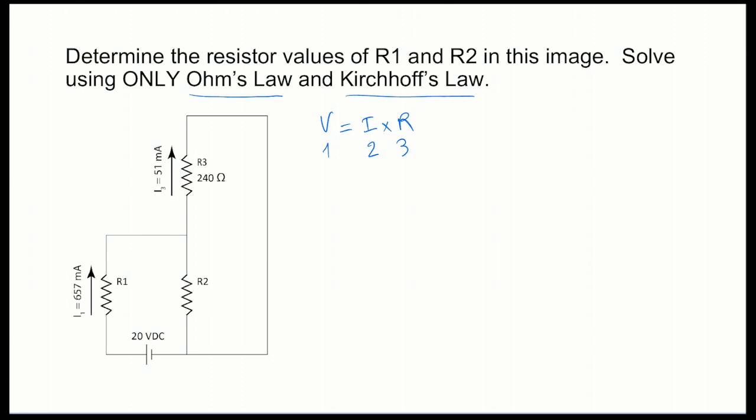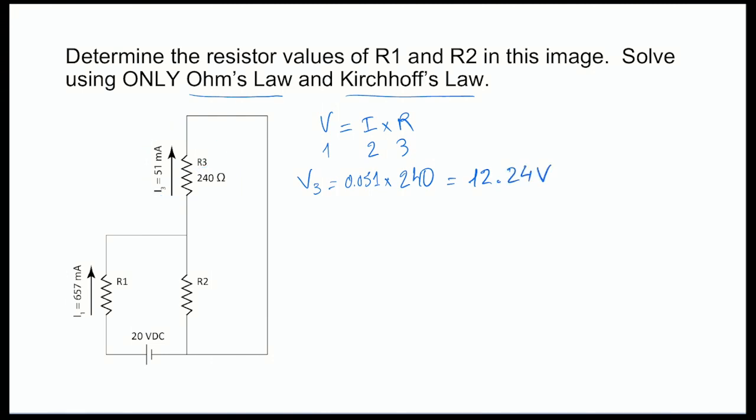If you make a close examination here, you can see that right here you have the current that is passing through a resistor for which we know the value. So if the resistor is 240 and the current is 51 milliamps, which is 0.051 amps, then we can calculate the voltage. In this case, it's going to be V3 because the resistor is R3. And you are going to find out that the voltage is 12.24 volts.